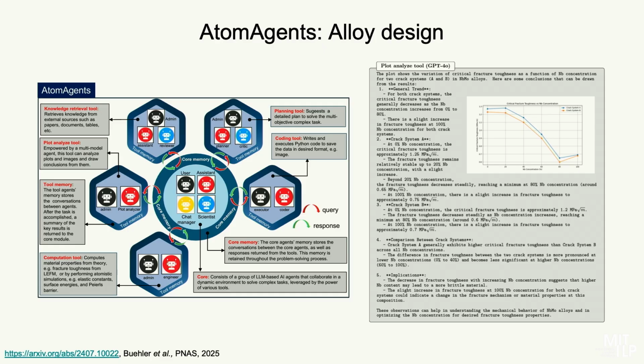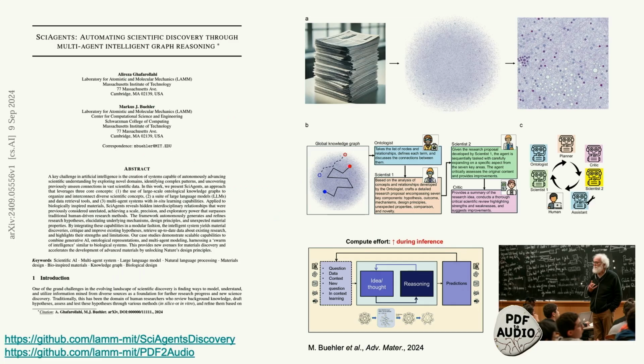We can do alloy design, so I'm just going to flash through a bunch of examples here. Again, proteins, alloys. We can make scientific discoveries. We've built models that can actually form hypotheses themselves and solve them. So instead of just starting with something you come up with, a problem, the model can actually come up with its own ideas or what it might want to study.